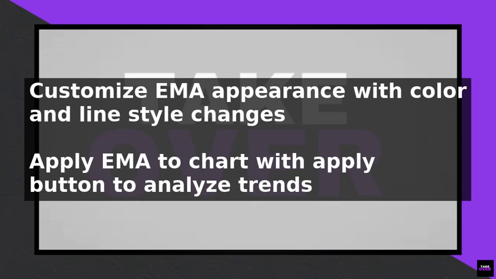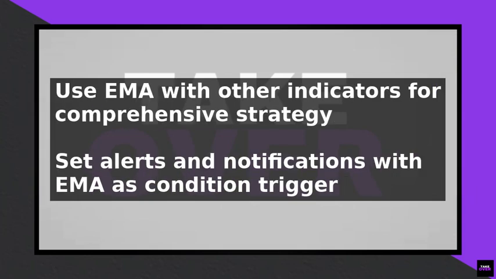In addition to using the EMA as a standalone indicator, you can also use it to create alerts and notifications. To do this, click on the alert icon located at the top of the screen, and then select the EMA as the condition for the alert. You can set the alert to trigger when the price crosses above or below the EMA, or when the EMA crosses above or below another indicator.